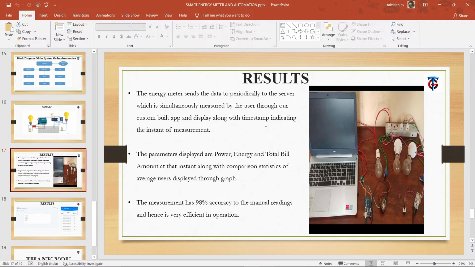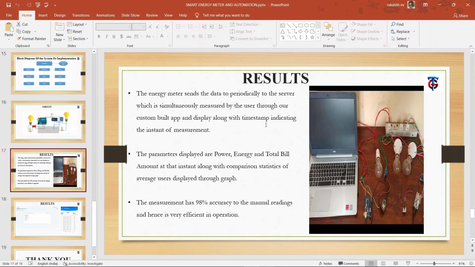The parameters displayed are the power, energy and total bill at that instant, along with comparison statistics of average users displayed through a graph. This is in the development part. It is not completely done, it's still going on. So basically it will display the stat graph, like yesterday how much you consumed, today how much you have consumed, like that. It will plot a graph.